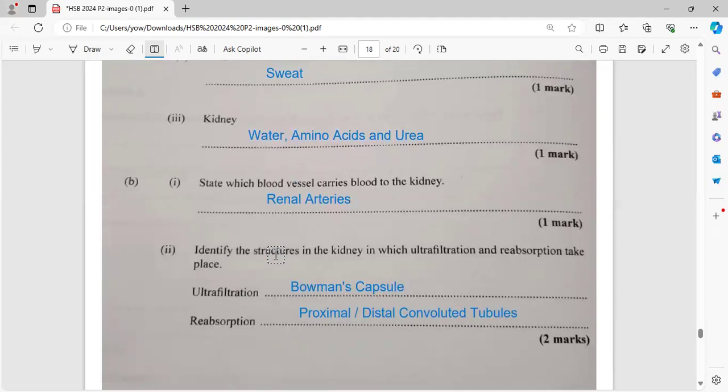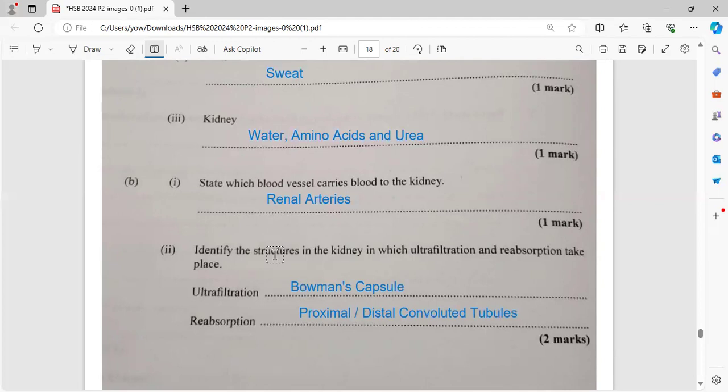B2, identify the structures in the kidney in which ultrafiltration and reabsorption take place. Now, ultrafiltration is in the Bowman's capsule, because remember, the blood is pushed to the glomerulus, and the glomerulus then forces that blood into the Bowman's capsule, and the Bowman's capsule is where the filtration of amino acids, urea, glucose, and other nutrients takes place. The Bowman's capsule is where the blood is filtered.